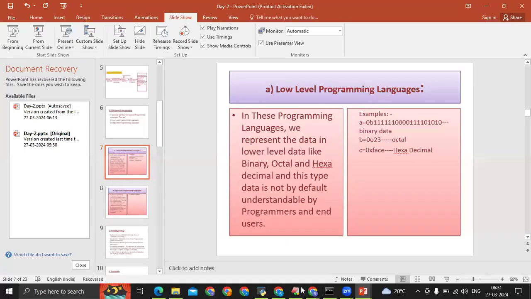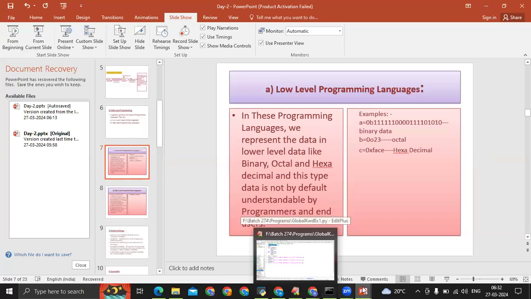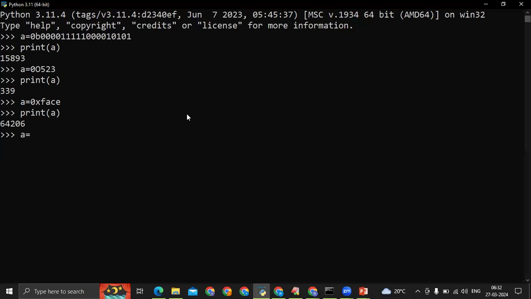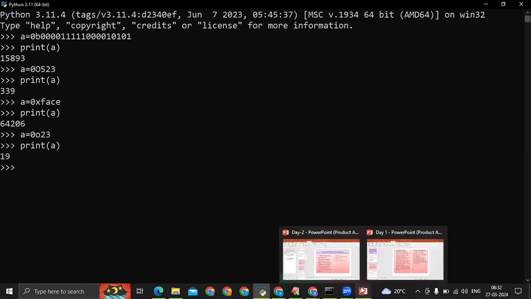Let me show you. 0o523. Even I have taken it in the capital. See, I can take this. A is equal to 0o523, right? Now print A. Okay, got it. It is octal format. It is converting to the decimal format. Okay, fine. I got it.